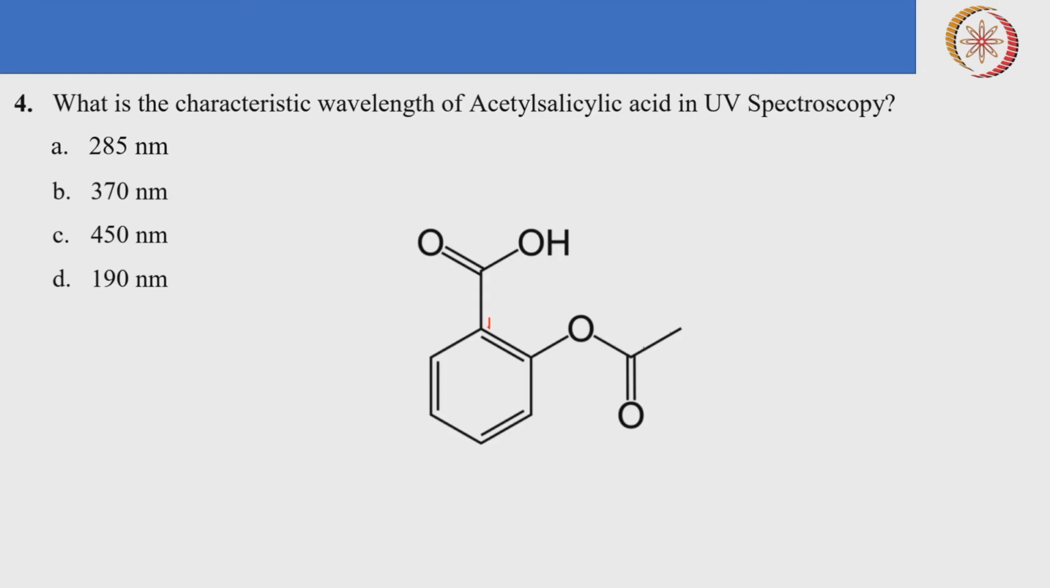The correct answer, if you see the structure, this is salicylic acid. In the benzene ring at positions 1 and 2, there is one acetic group and one ester group. It has a characteristic wavelength of 285 nanometer, it is an anti-inflammatory drug, and its epsilon value is around 400.